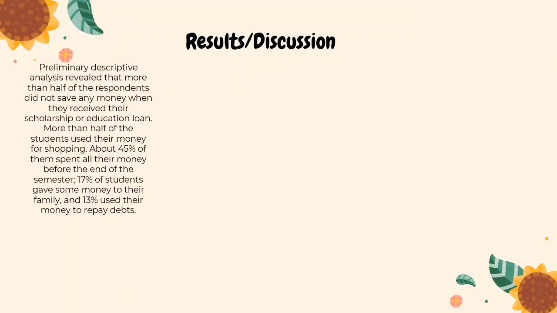Preliminary descriptive analysis revealed that more than half of the respondents did not save any money when they received their scholarship or education loan. More than half of the students used their money for shopping. About 45% of them spent all their money before the end of the semester, 17% of students gave some money to their family, and 13% used their money to repay debts.